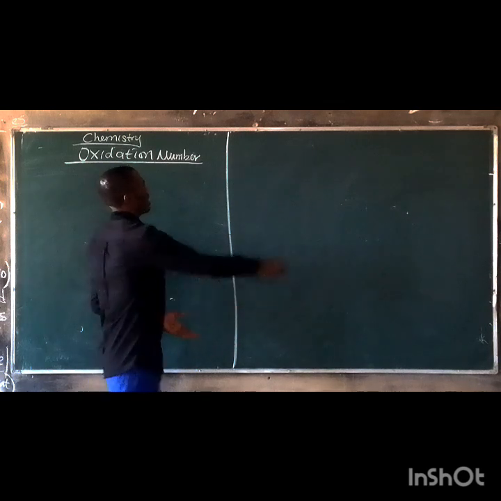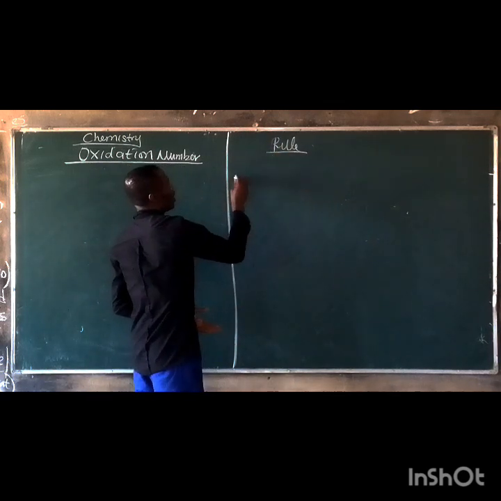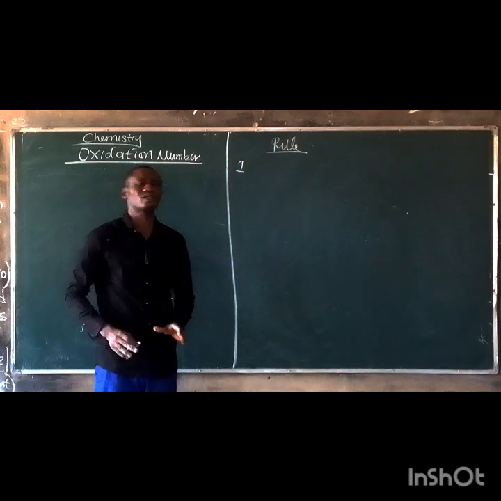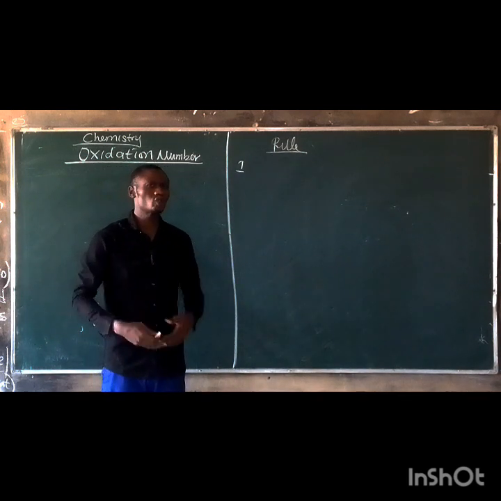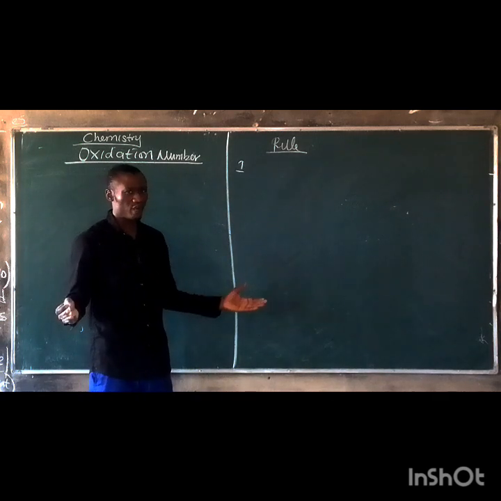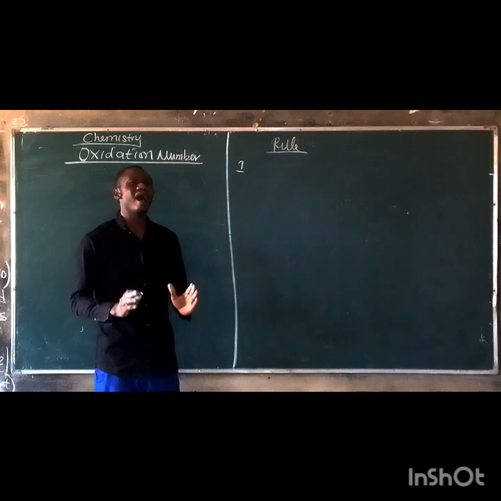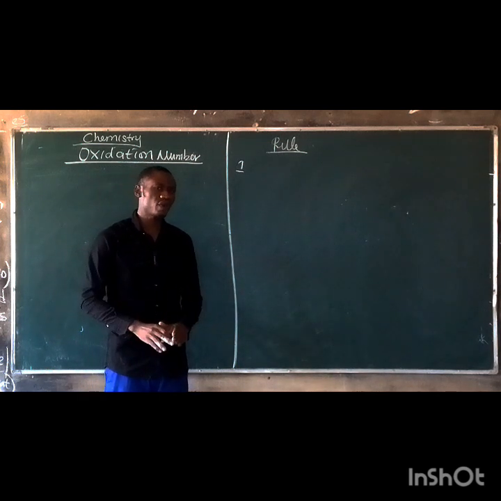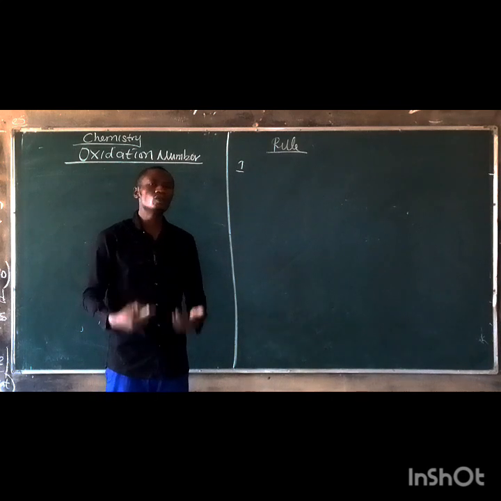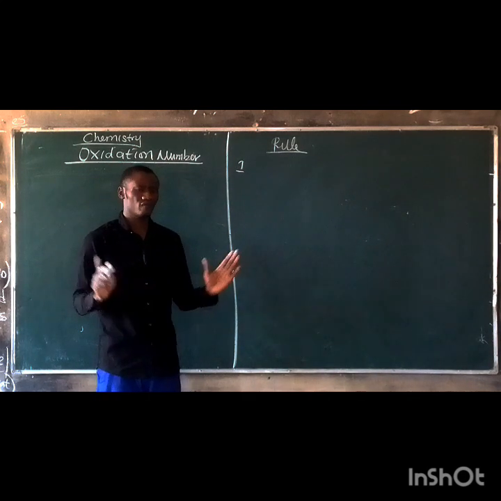Let me take it gradually. In the rules of oxidation number, rule number one is that all neutral atoms have the oxidation number of 0. In case you're writing, you can write that down: all neutral atoms have oxidation number of 0.